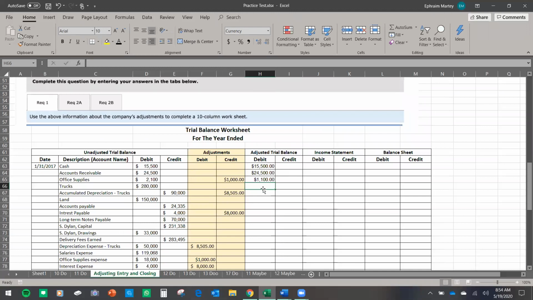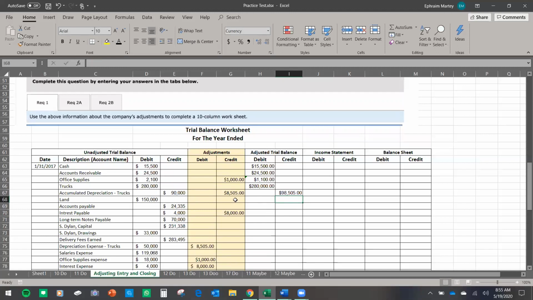Okay, now track. We started with debit of 280. Did we do anything? No. So we press enter. This is accumulated depreciation. Okay, so that is a credit account. So you go to the credit side. Okay, we begin with this. Did we do anything? Yes, we increase it by this. So that is a current one.